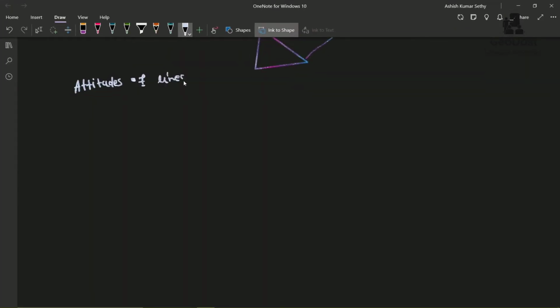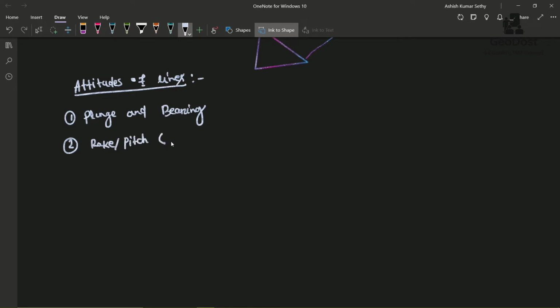In the attitude of lines, lines means a one-dimensional structure, okay. In the case of the attitude of lines, there are also two different methods. The first method is we just have to calculate the plunge, okay. These are terminologies we will discuss elaborately. The plunge, and another is the bearing. And another way is that you just have to calculate the rake and pitch, and you should know the attitude of that planar structure over which that lineation is mentioned.